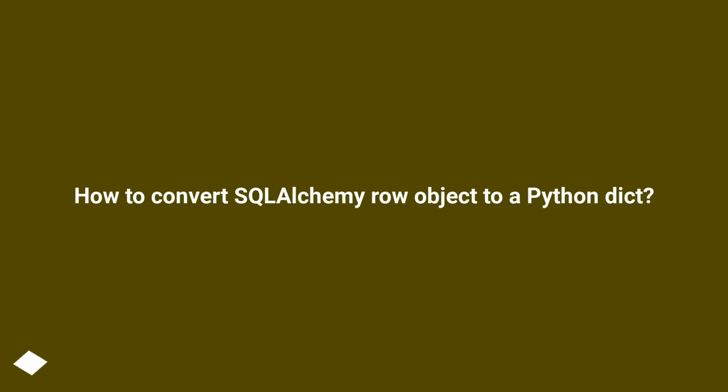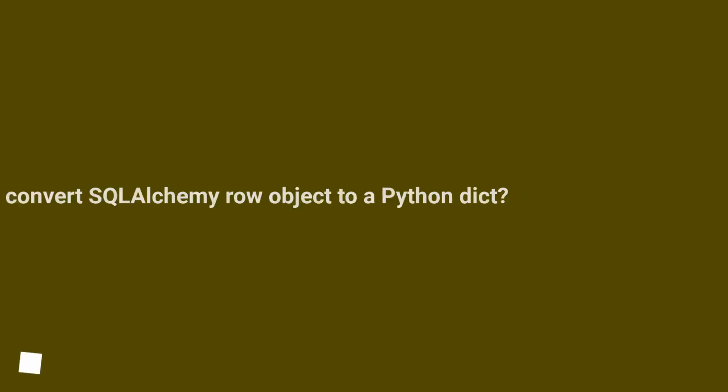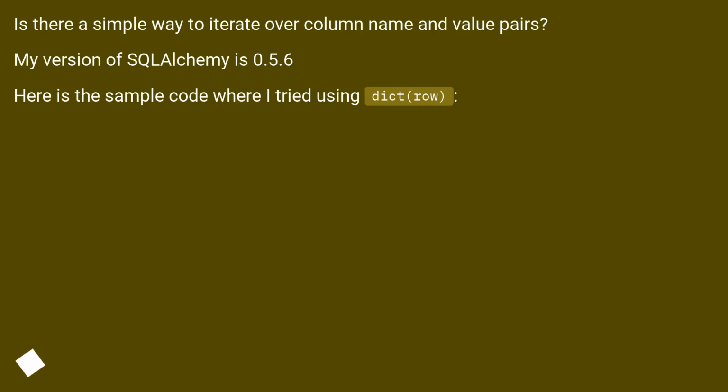How to convert a SQLAlchemy row object to a Python dict. Is there a simple way to iterate over column name and value pairs? My version of SQLAlchemy is 0.5.6.